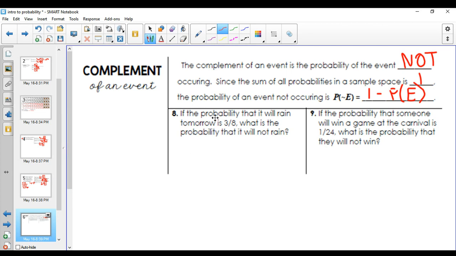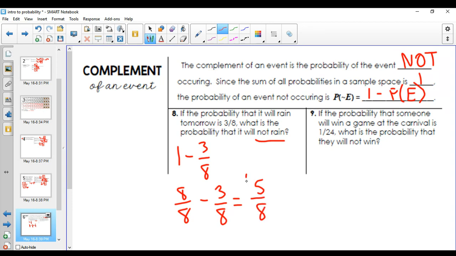So the first one says, if the probability that it will rain tomorrow is 3/8, what is the probability that it will not rain? Well, that's going to be 1 whole minus 3/8. You are allowed to use a calculator, but just to think about where our answer comes from, 1 whole we could represent as 8/8 minus 3/8, which gives us 5/8. And that cannot be simplified any, so that would be our final answer.